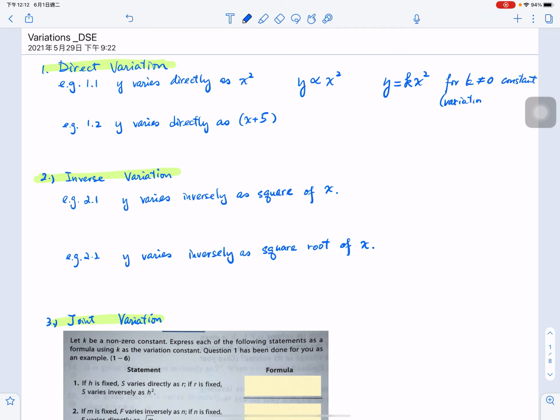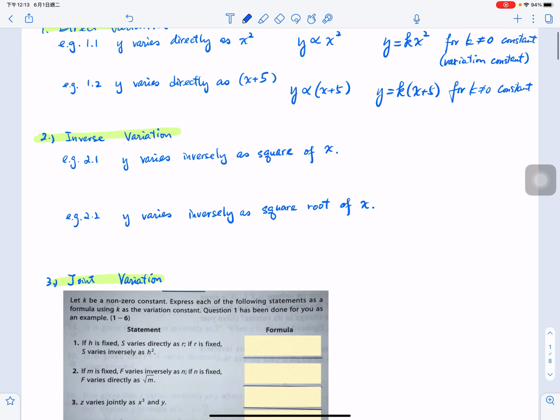咁唔知你記唔記得咩叫 variation constant 啦？OK，所以如果你要記得呢個字眼嘅話，或者考到呢個字眼，希望你記得。OK, so let's see. How about example 1.2? Y varies directly as x plus 5. That means y varies directly as x plus 5. 即係咁樣啦。So y equals k times x plus 5, for k is a non-zero constant.